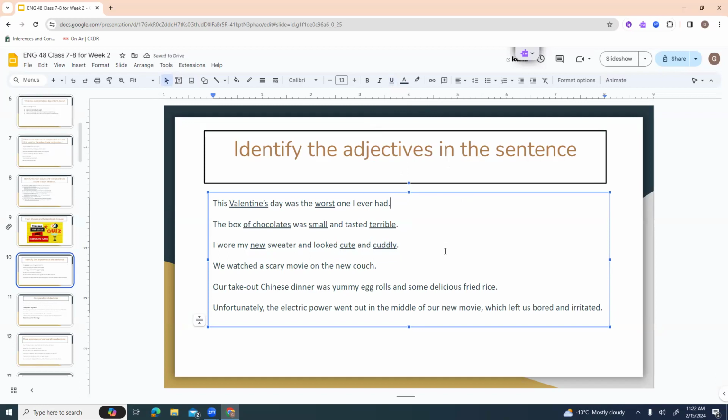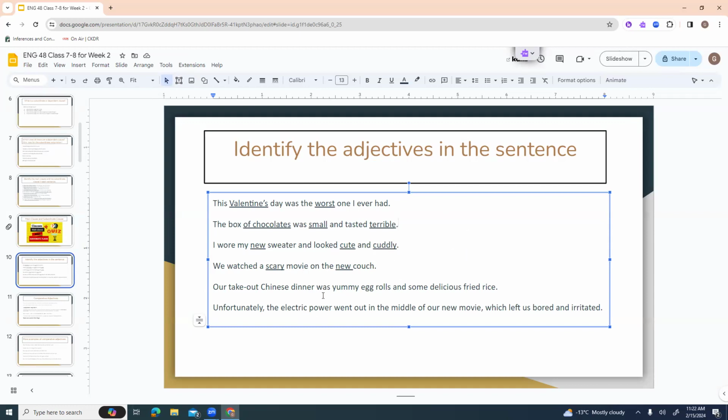We watched a scary movie on the new couch. So scary is describing the type of movie we watched, and new is describing the type of couch. So I'm wanting to point out, you notice how adjectives don't just describe the subject, they can describe the objects in the sentence as well.